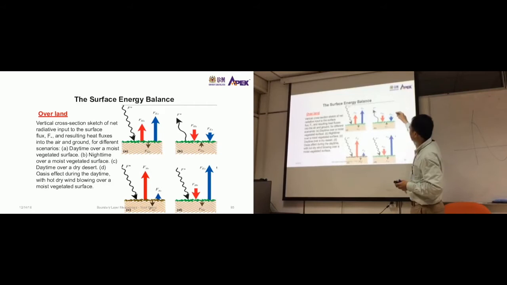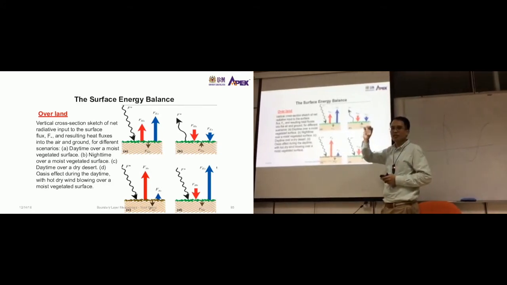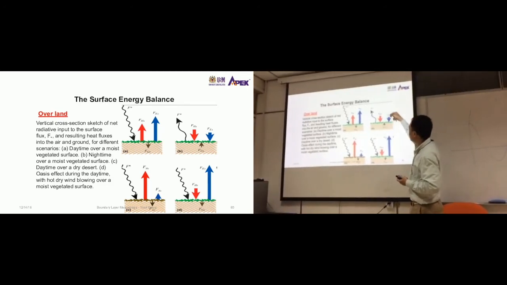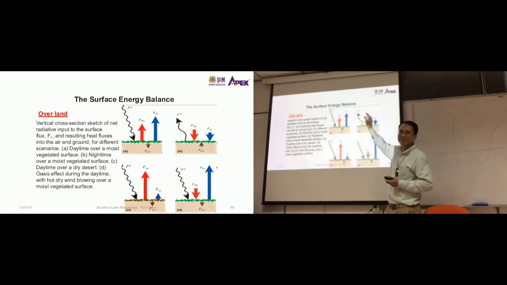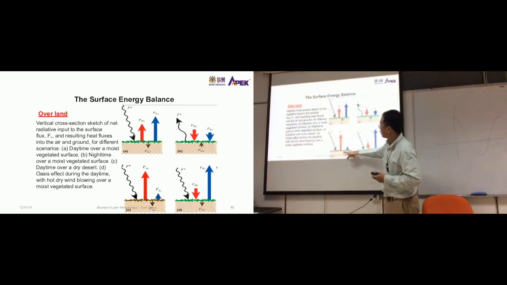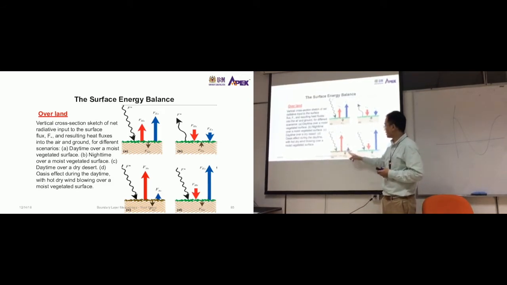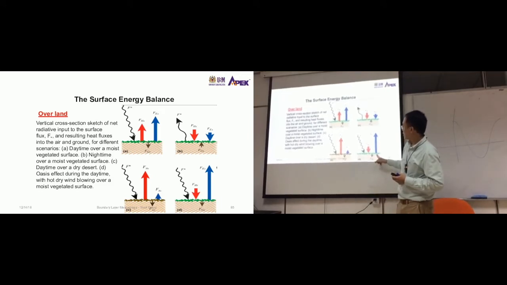Latent heat, some of them condenses. The water vapor in the air condenses. When it condenses, it goes to the ground. But then the heat from the ground is released at night. This is for daytime, but over dry desert. Notice that sensible heat is a lot higher than latent heat, and the ground absorbs. This is the oasis effect.